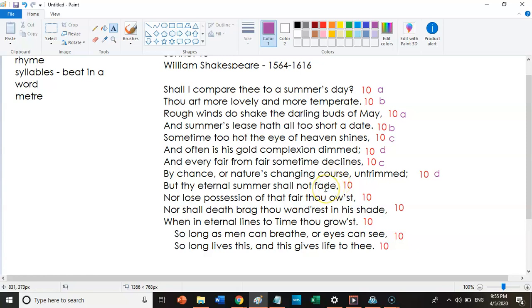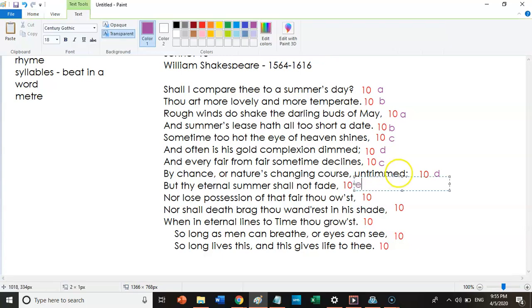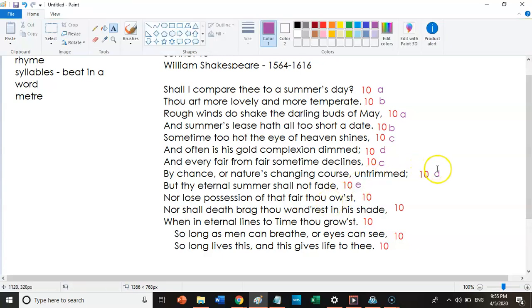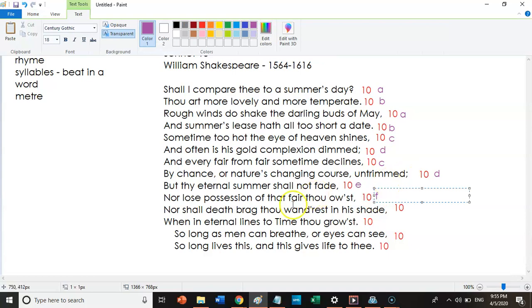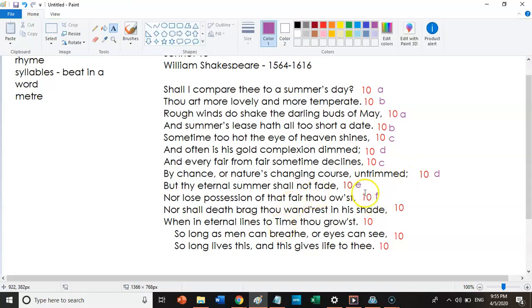Okay, and now we're having a look at the next line. Fade, aid. Does that rhyme with any of the previous words? Nope. So it gets its own letter, E, because that's the next letter in the alphabet, right? Owest, ost. Does that rhyme with anything that we've seen previously? Nope. So that gets its own letter, F, the next letter in the alphabet.